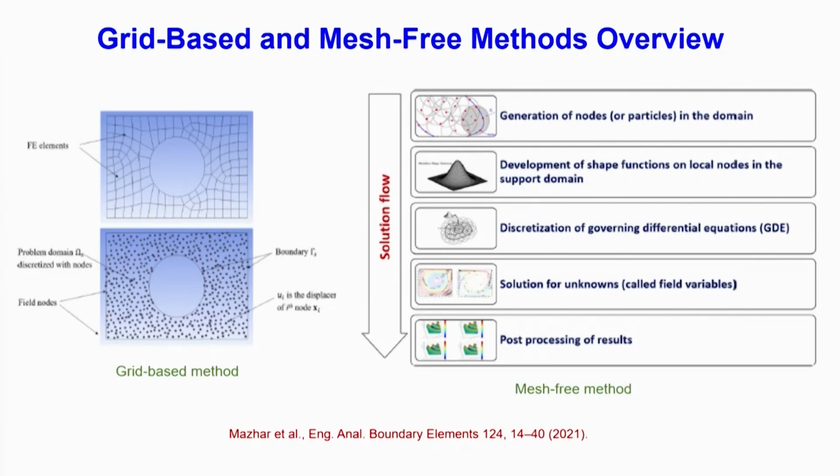In the mesh free method there is nothing called a boundary. So, you just generate a few nodes or particles, quote unquote particles, and you develop some shape functions on the local nodes in the support domain. You discretize the governing equations and solve for unknowns at those nodes, but you do not care about the physical concept of mesh or grid, and then you post process the results with some interpolation, so that you interpolate between the nodes without having a physical grid or a mesh picture in mind. So, these methods are getting very popular these days, the meshless methods, so to say.